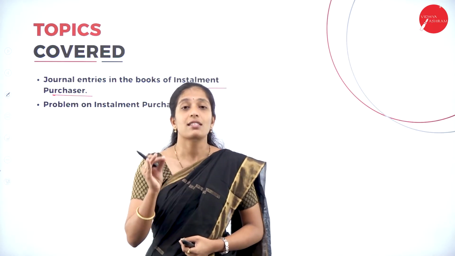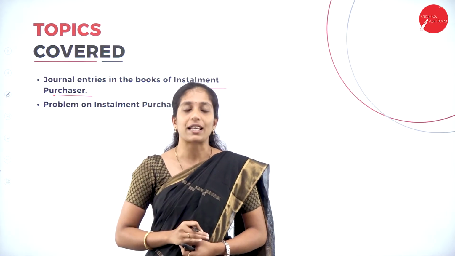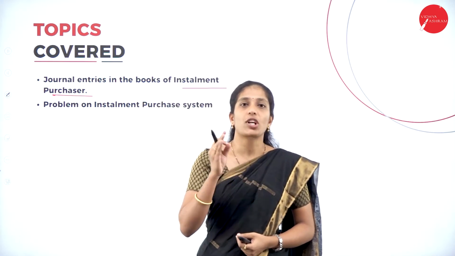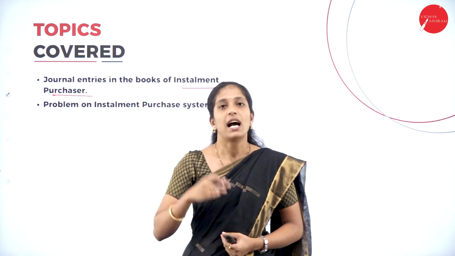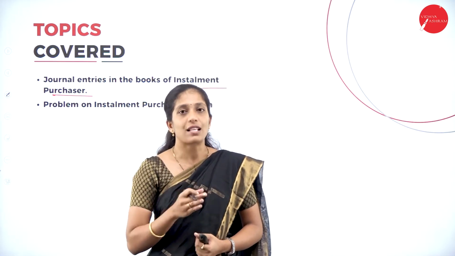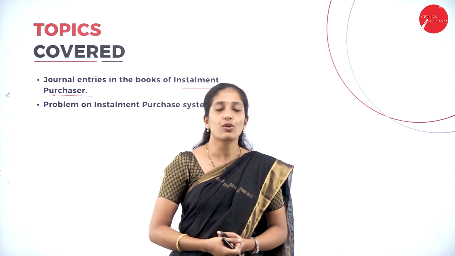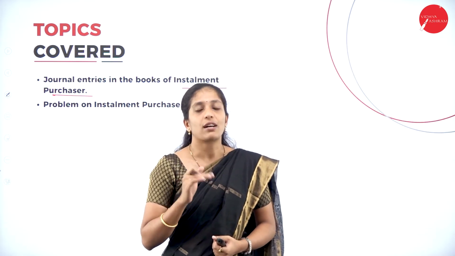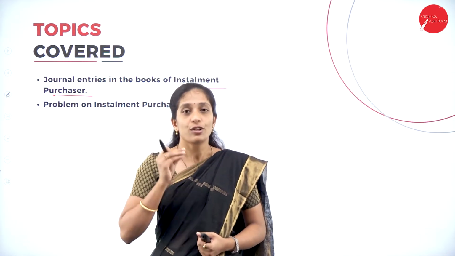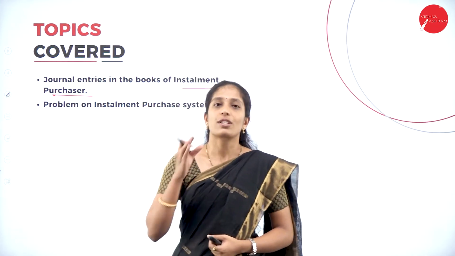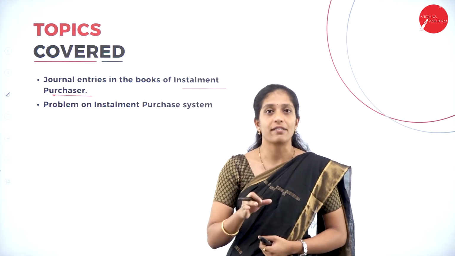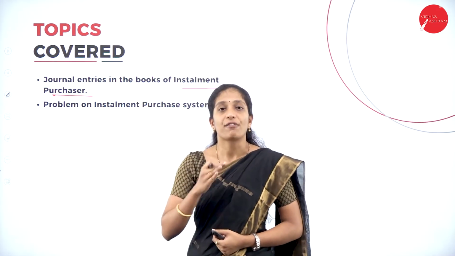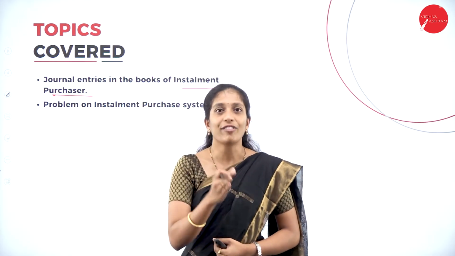So installment seller account debit to bank account, and your fifth entry is for charging depreciation, depreciation account debit to asset account, and your last entry is for transferring interest and depreciation to profit and loss account. So your entry will be profit and loss account debit to interest account, to depreciation account. So this is the first year entry. So you have to prepare 6 entries in the books of installment purchaser, that is in the first year.